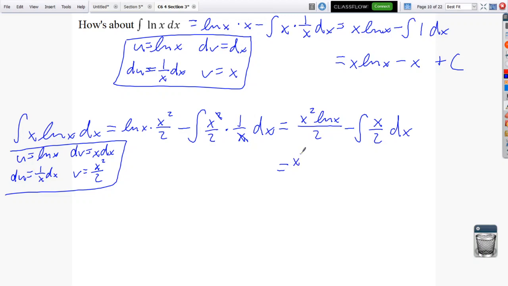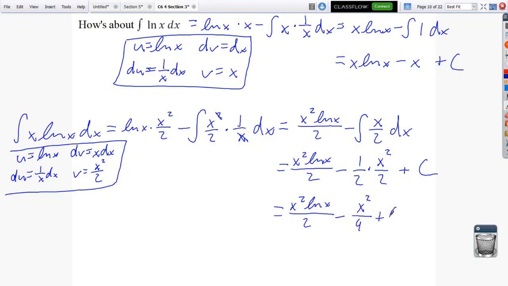This becomes x squared ln x all over 2 minus, well, that 1/2 can just be carried down as a factor, 1/2 times the antiderivative of x, which is x squared over 2, doing that n plus 1, x to the n plus 1 over n plus 1, plus c. So my final answer: x squared ln x over 2 minus x squared over 4 plus c. Again, those types of problems just make me geek out whenever I see an ln in my integrand. They're just fun to do.